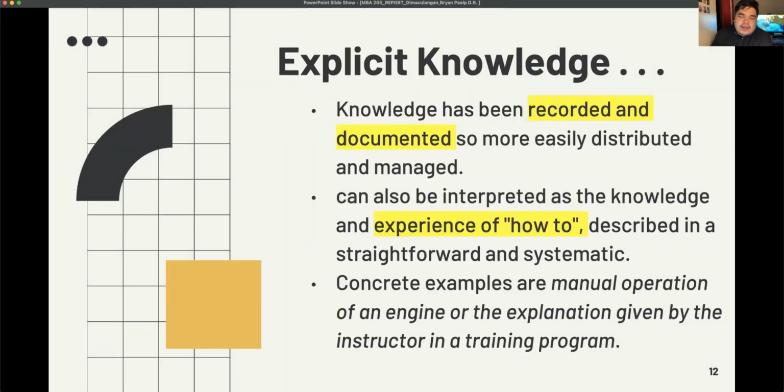Now, explicit knowledge is different. Explicit knowledge is mostly recorded and documented so that everyone can have access to it. Explicit knowledge can also be interpreted as the knowledge and experience of how to. It is described in a straightforward and systematic way. Concrete examples are manual operations of an engine or the explanation given by the instructor in a training program.